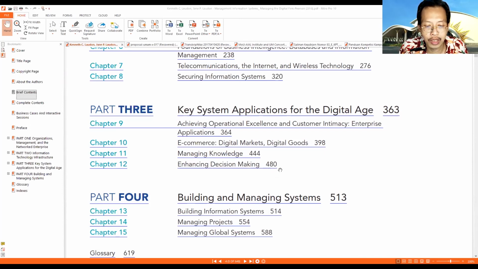the next chapter would be talking about how to use information systems to enhance your decision making. And I think this is one of the ultimate goals of using information systems, not just to make reports, but to make better decisions, at least for the strategic level, for the higher level of management.